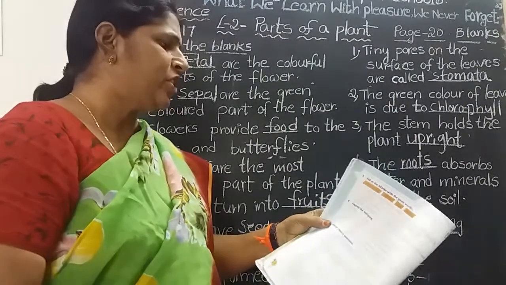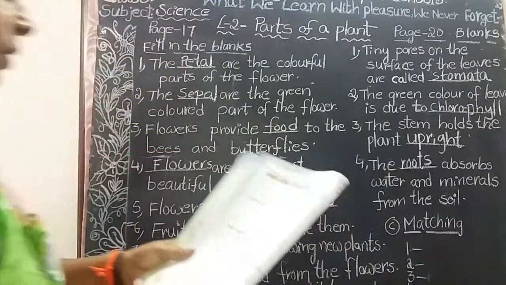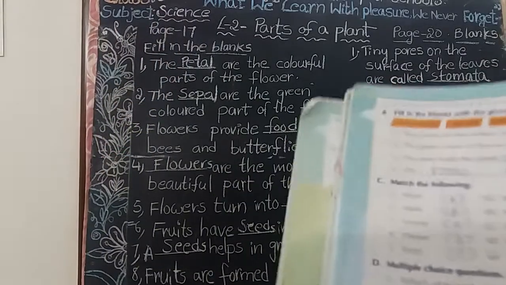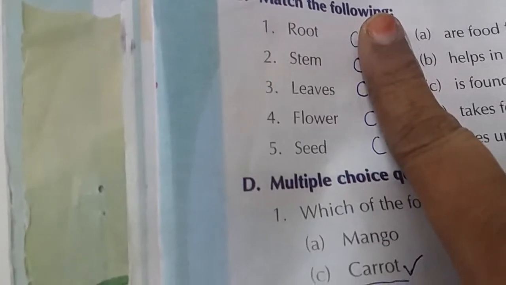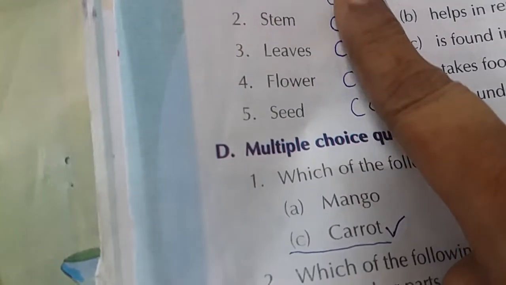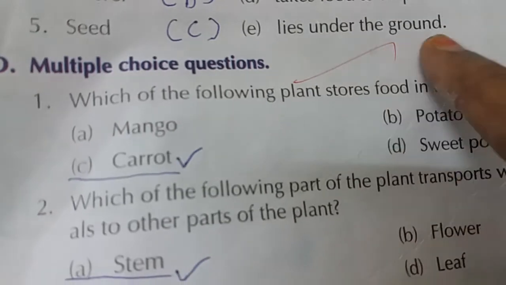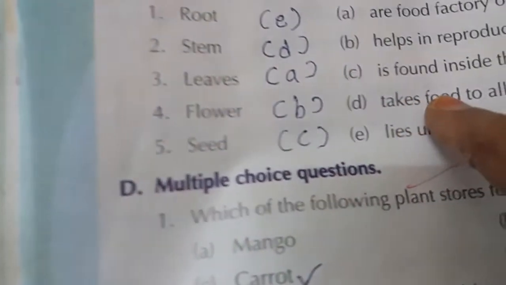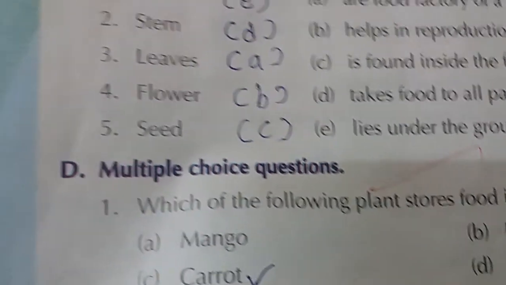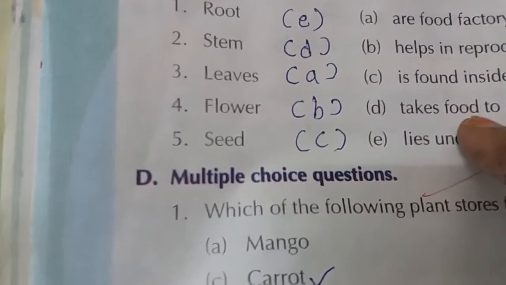Come on, see the matching here. Page number 20, matching is there. See here, amma. Roots lie under the ground. Next question, see, stem takes food to all parts of the plant.